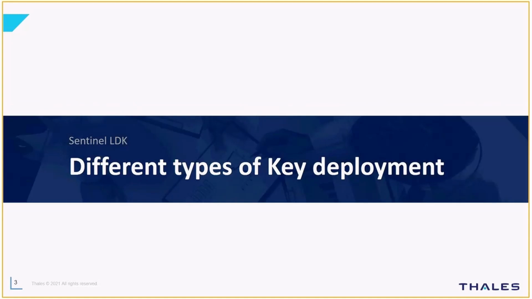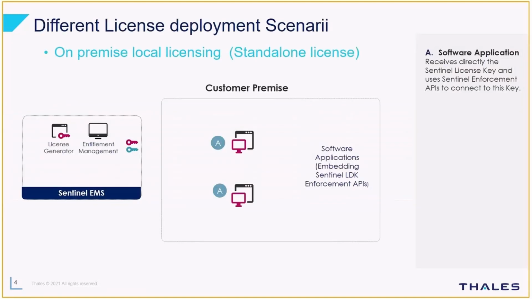Let's see first the different types of key deployment. With EMS, we have seen previously that you can build some keys directly, and then depending on the scenario of deployment of your customers, you can have different ways of deploying those keys. This first deployment scenario will be what we call a standalone license.